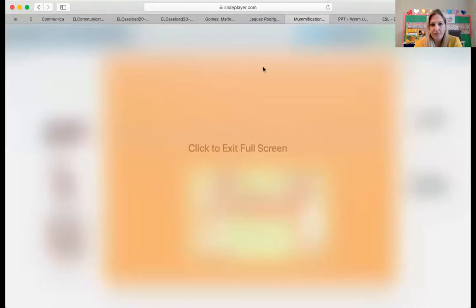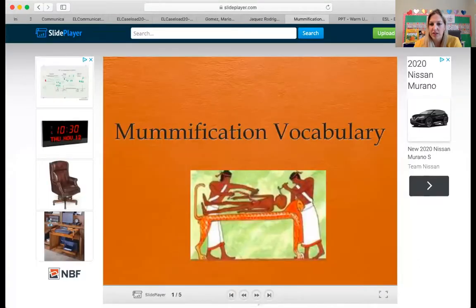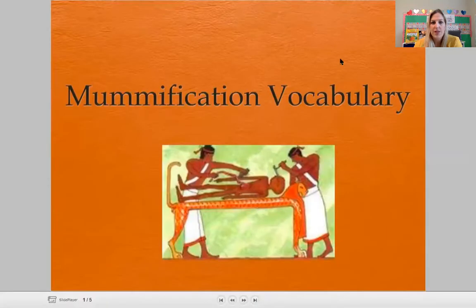Egypt. I'm going to share my screen with you so that you can learn some vocabulary words and you can see what it is. So the first question I would ask you is, what does it mean to mummify? Mummify, or people mummify animals or people to preserve their body, okay?